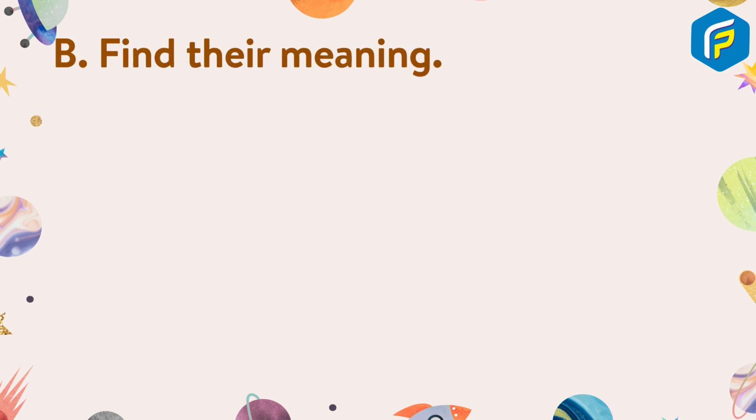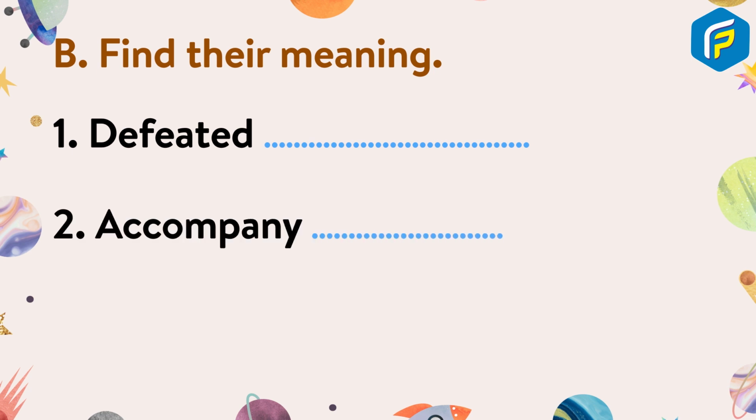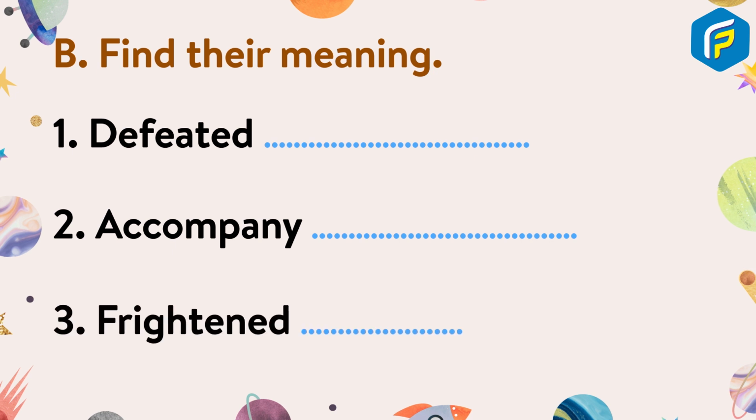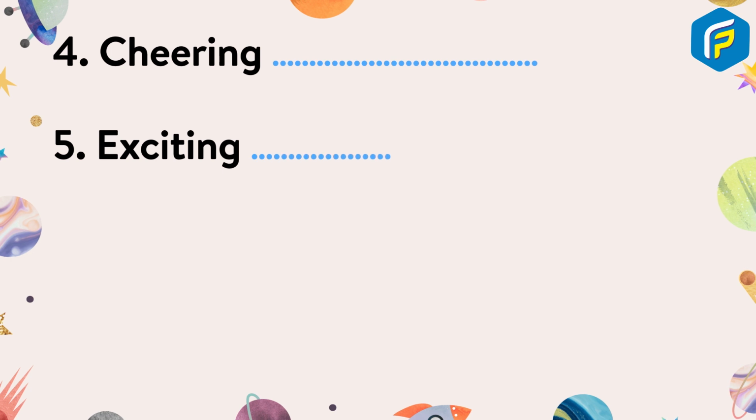Find their meaning. 1. Defeated: to win a game, a fight, a vote, etc. against somebody; to beat somebody. 2. Accompany: to go together with somebody or something. 3. Frightened: full of fear or worry. 4. Cheering: to shout to show that you like something or to encourage somebody who is taking part in a competition, sport, etc. 5. Exciting: causing strong feelings of pleasure and interest.